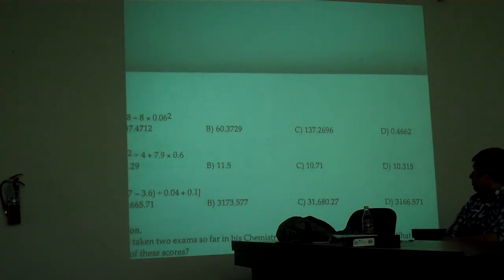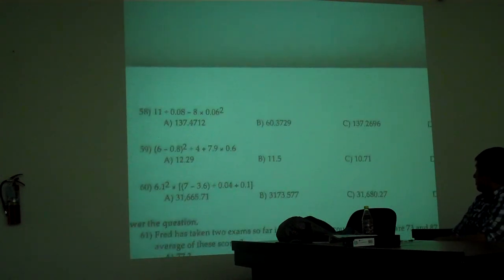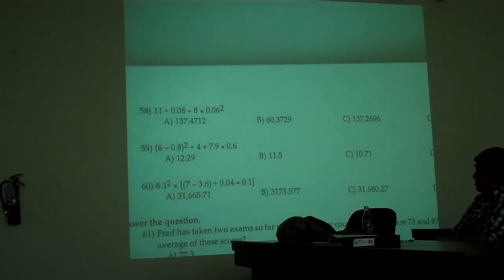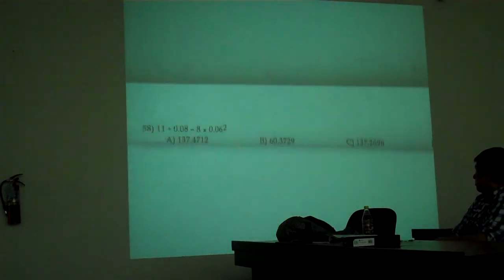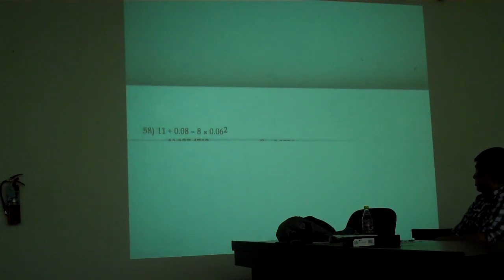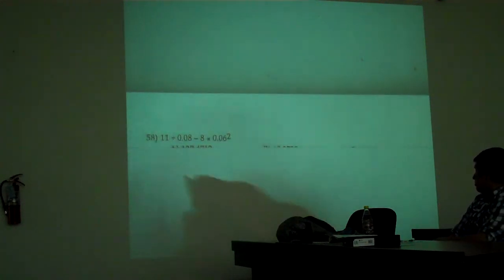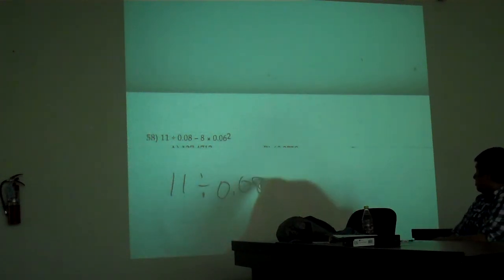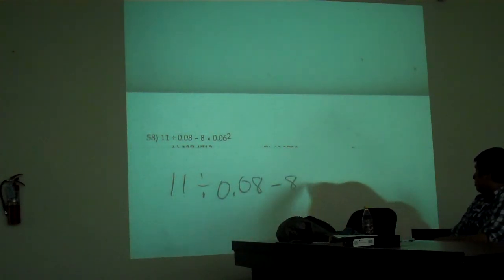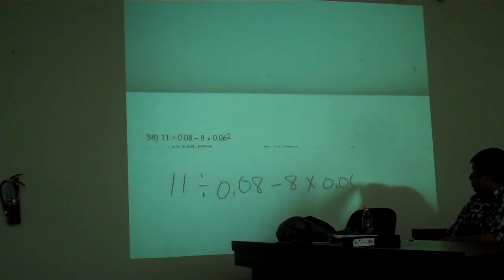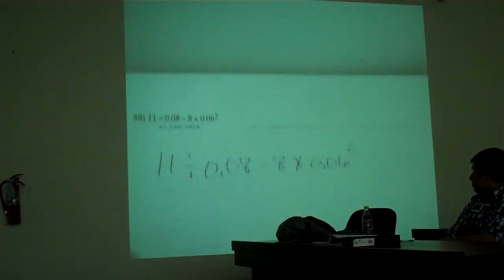Let's go ahead and do these on scratch paper because it's hard to find room to do all of those. The order of operation ones actually take quite a bit of room, so it's better if you do those on separate paper. Let's look at this one, number 58. You have 11 divided by 0.08 minus 8 times 0.06 squared.